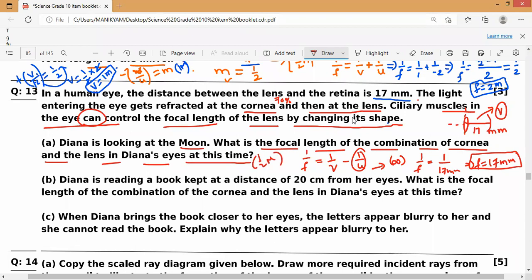Next. Dana is reading a book kept at a distance of 20 centimeters from her eye. What is the focal length of the combination of the cornea and the lens in Dana's eye at the same time? Now tell me, anybody? 15.6 millimeter. Is it correct?